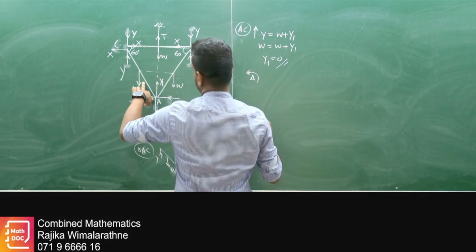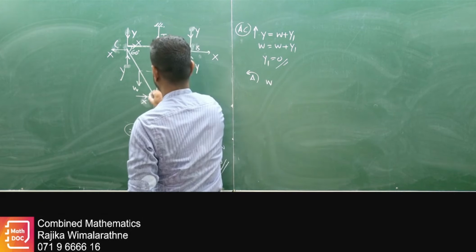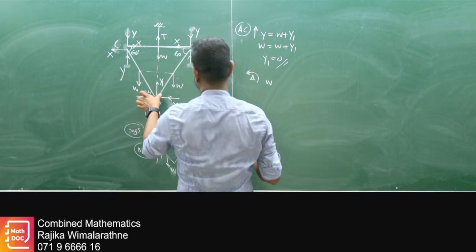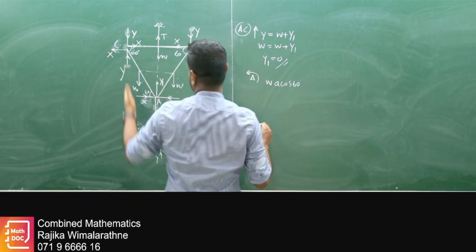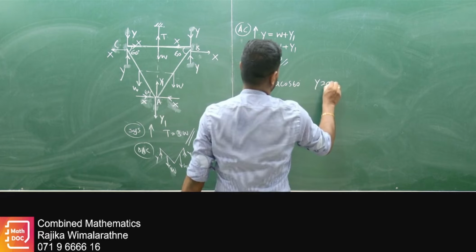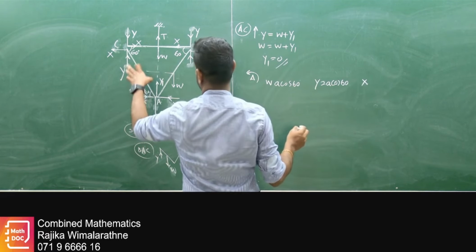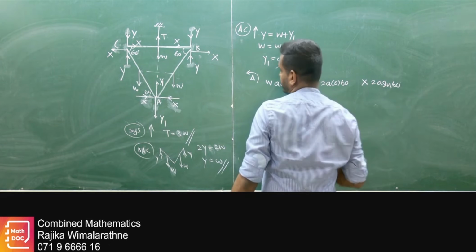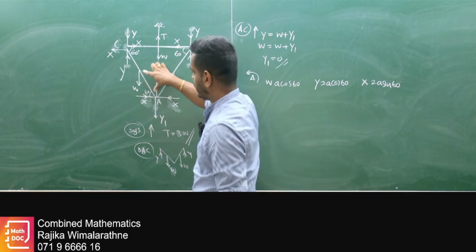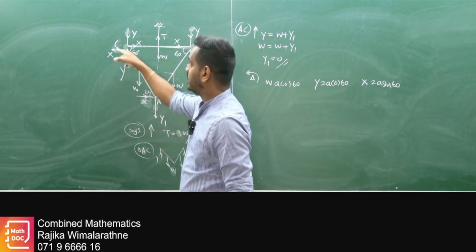Then we have forces W, here 60, no? A cos 60. Then Y into 2A cos 60, X into 2A sin 60. You take one reference here, W into A cos 60, then here Y vertical force 2A cos 60, X horizontal force 2A sin 60.